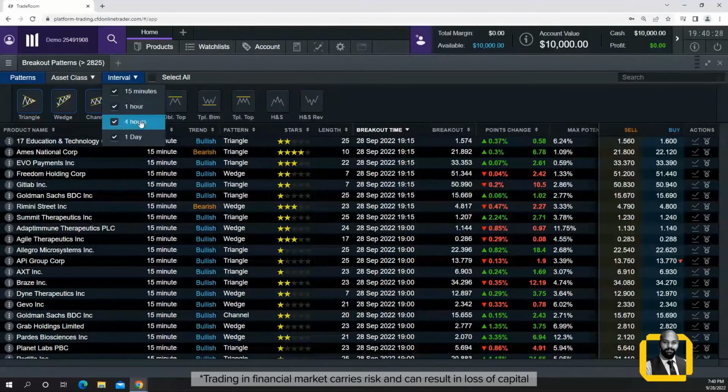If you're looking at a 4 hour time frame, it goes anywhere between 4 hours to probably even 2 to 3 days. On a daily chart, you can look at a view for even a weekly time frame. I'm selecting all the four for now.